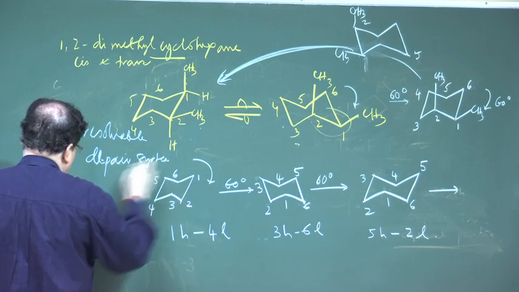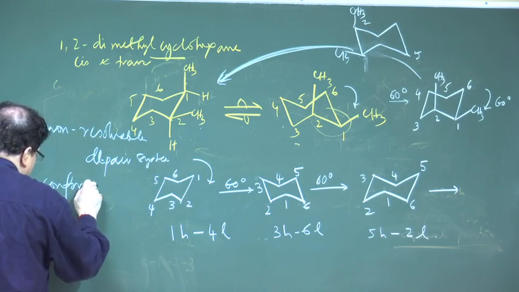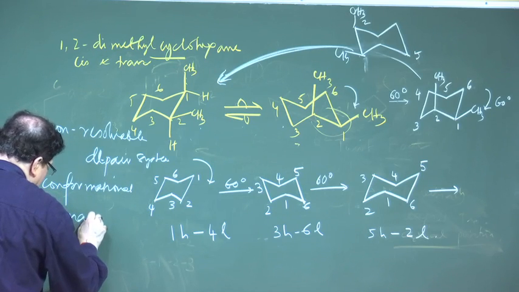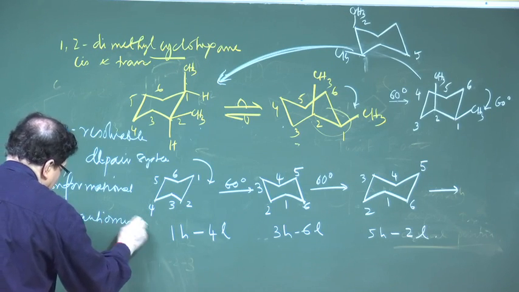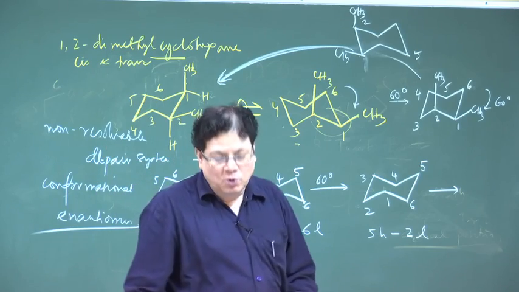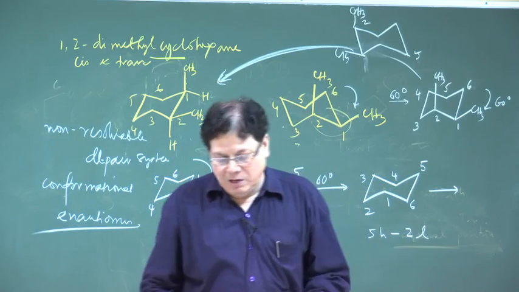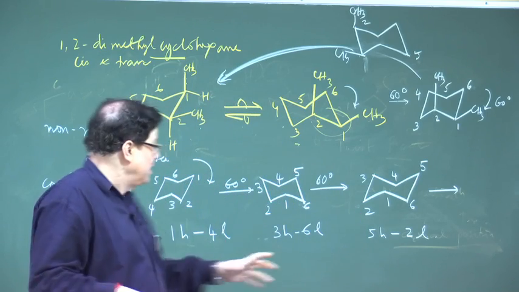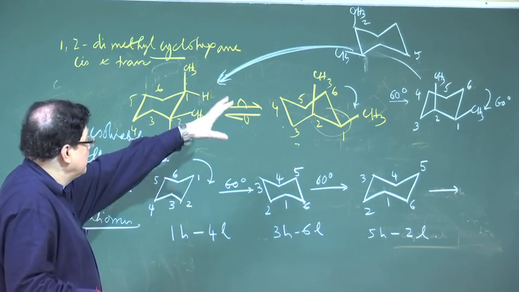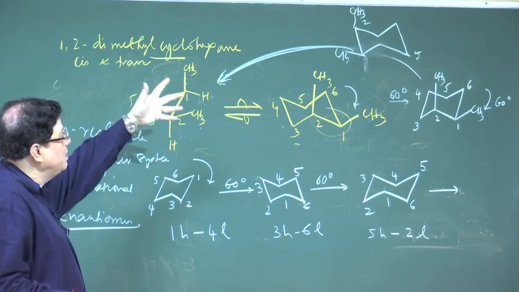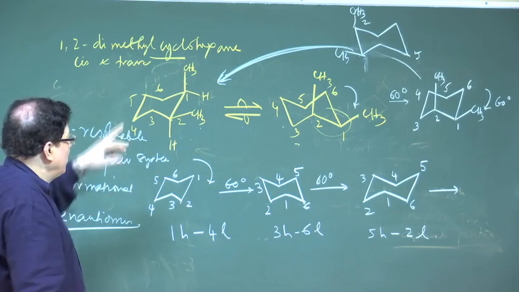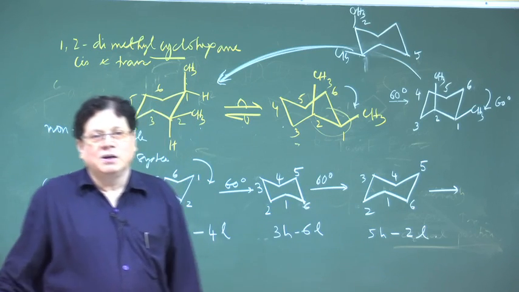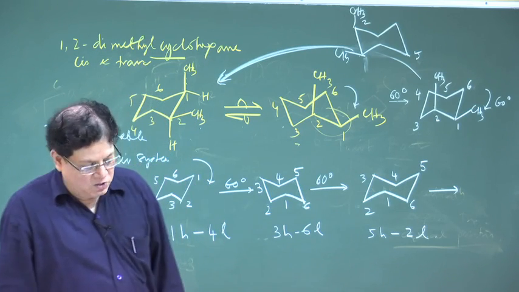non-resolvable DL pair systems, or you can call it conformational enantiomers. They are conformational enantiomers. So, usually what happens, with the enantiomers that we know, to go from one enantiomer to the other, you have to break a bond. By rotation you cannot go from one to the other, but here these enantiomers, they are enantiomers definitely, but they cannot be resolved. Why? Because one goes to the other simply by rotation, by flipping, and that is why they are called conformational enantiomers. Okay.